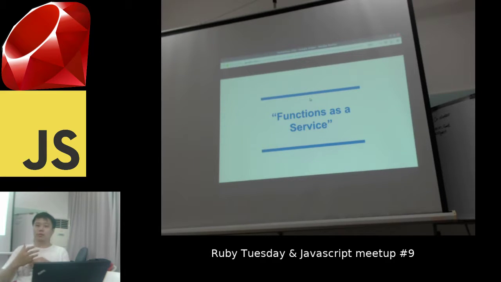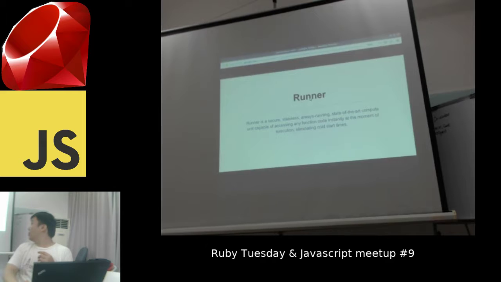And in serverless Ruby, we have a runner. A runner is a secure, stateless, always running state of a compute unit capable of accessing any function code instantly at the moment of execution, eliminating cold start time.